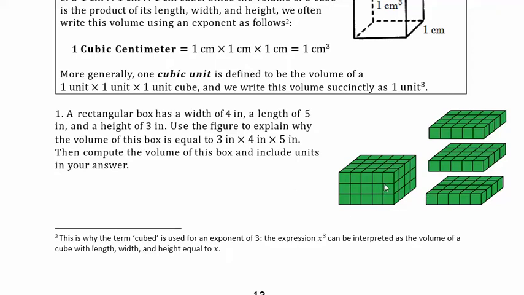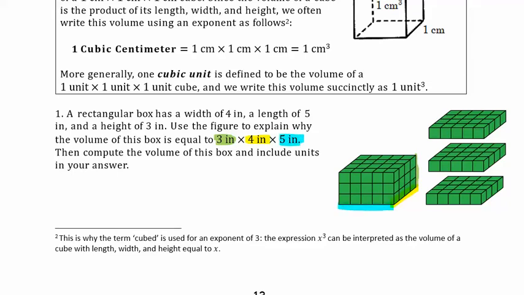We have a box that is 4 inches wide. So that is right here. Can you see that? Let's highlight that. Let's do 4 inches wide. That's these 4 inches here. And then we've got 3 inches. That would be how tall it is here. And then we've got 5 inches, which is this distance here.